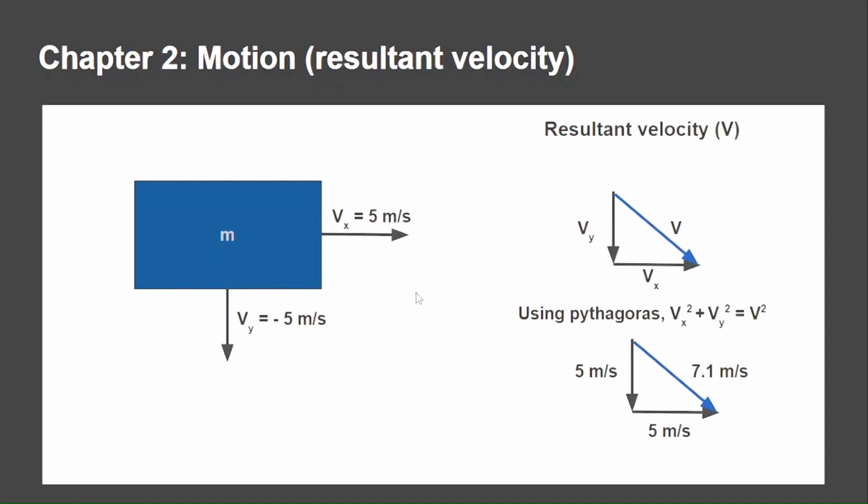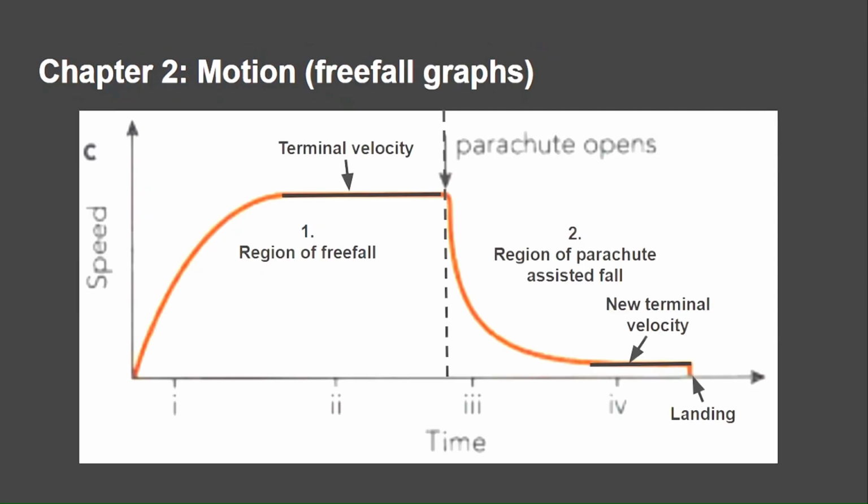And the last topic, which is related to describing scenarios, is freefall. So I've taken this screenshot from the CAIE Physics textbook. If you look at this graph, it's a speed-time graph, and I have split the graph into two areas using the dotted line. I've called the first area the region of free fall, and I've called the second area the region of parachute assisted fall.